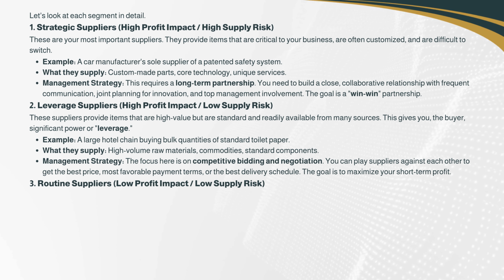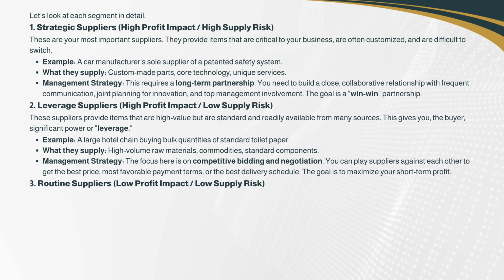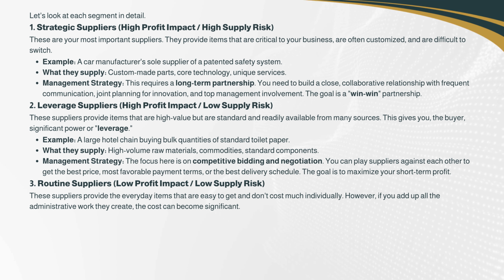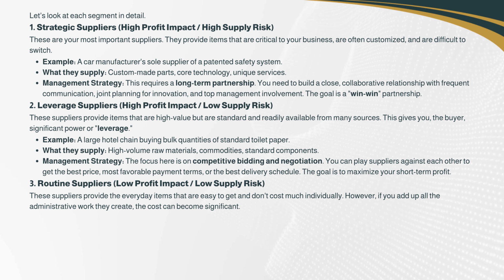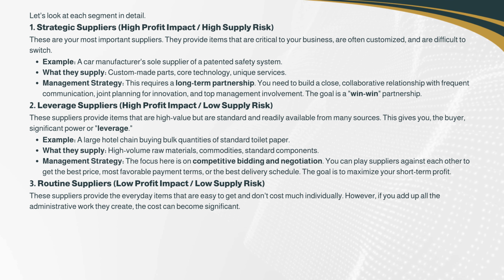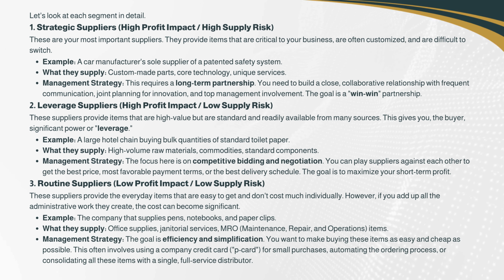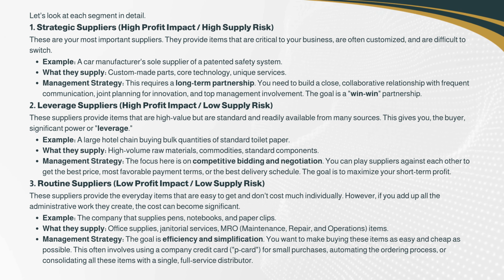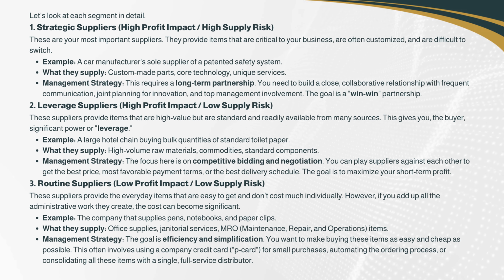3. Routine suppliers, low profit impact, low supply risk. These suppliers provide the everyday items that are easy to get and don't cost much individually. However, if you add up all the administrative work they create, the cost can become significant. Example: the company that supplies pens, notebooks, and paperclips. What they supply: office supplies, janitorial services, MRO, maintenance, repair, and operations items.